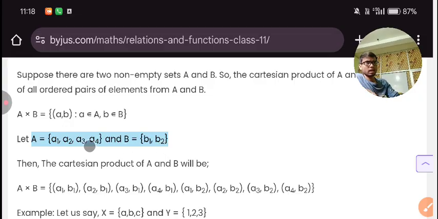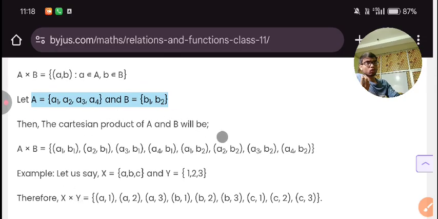That's it. Ahead we have what? A3. Here we don't have anything. That's why till here it will be the Cartesian product of this set. Then the Cartesian product of A and B will be what? This: A1 B1, A2 B1, A3 B1, like that. Then we have A1 B2, A2 B2, A3 B2, A4 B2.